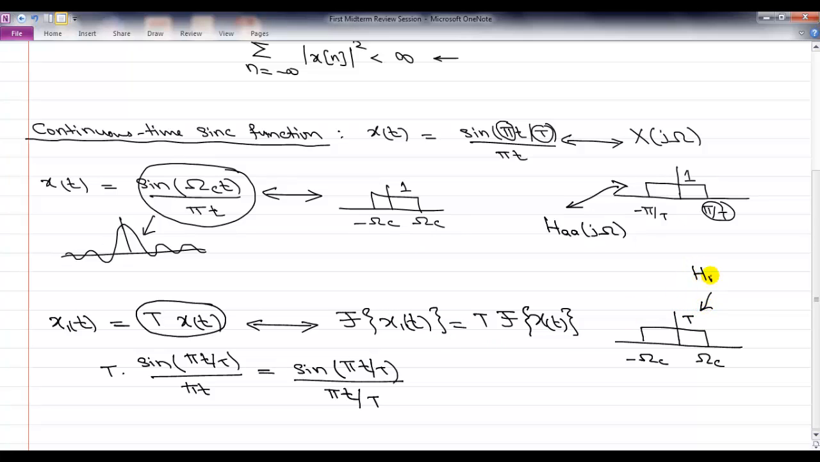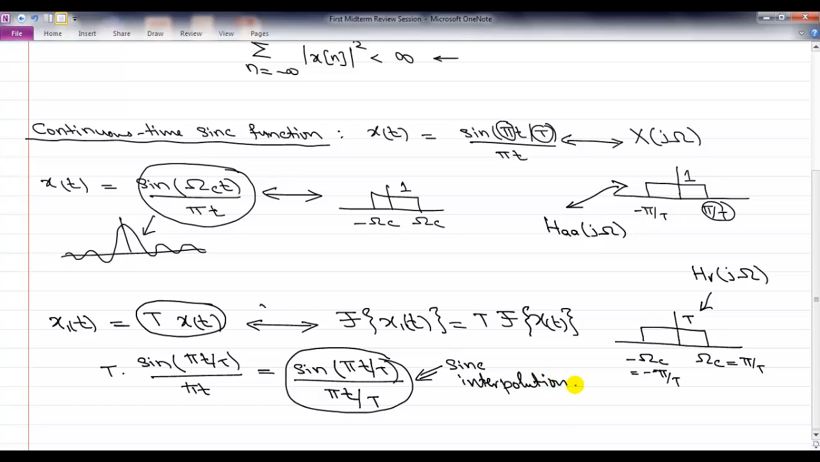This is typically how our reconstruction filter looks. It has the same cutoff, omega c equal to pi over T, minus omega c equal to minus pi by T. But the amplitude of this reconstruction filter is capital T, and that's why its inverse Fourier transform, or impulse response, looks like this. Okay. When we talk about sinc interpolation, we use this expression, because sinc interpolation is really about using the impulse response of your reconstruction filter.